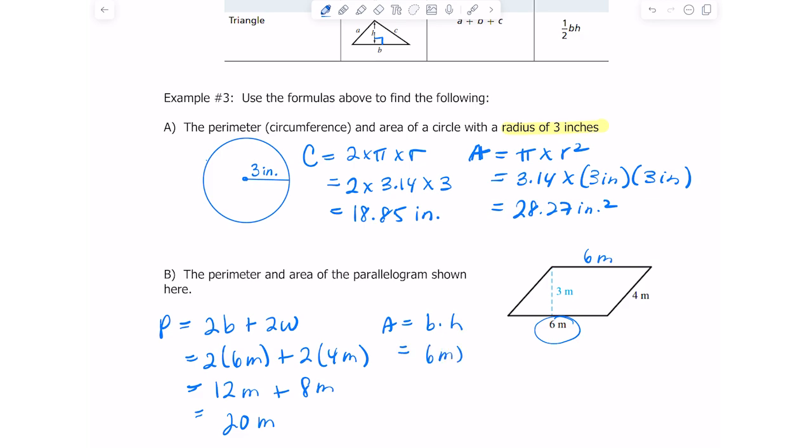So again, I already know my base is 6 meters. My height is 3 meters. That's how tall the parallelogram is. And the base and the height will always be perpendicular. They'll always form a 90-degree angle when they intersect. And 6 times 3 is 18, and meters times meters is meters squared. So that is the area of that parallelogram.